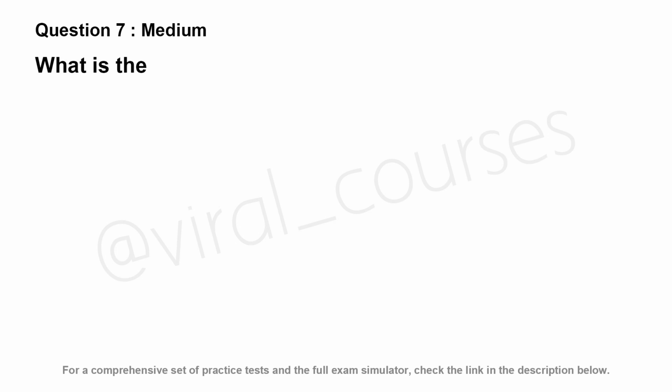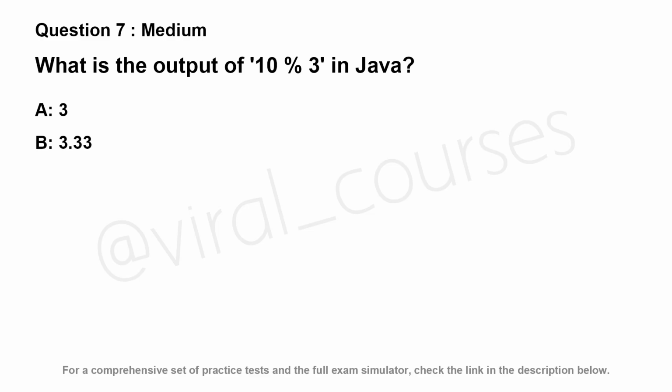What is the output of 10 % 3 in Java? Option A, 3. Option B, 3.33. Option C, 1. Option D, 0.